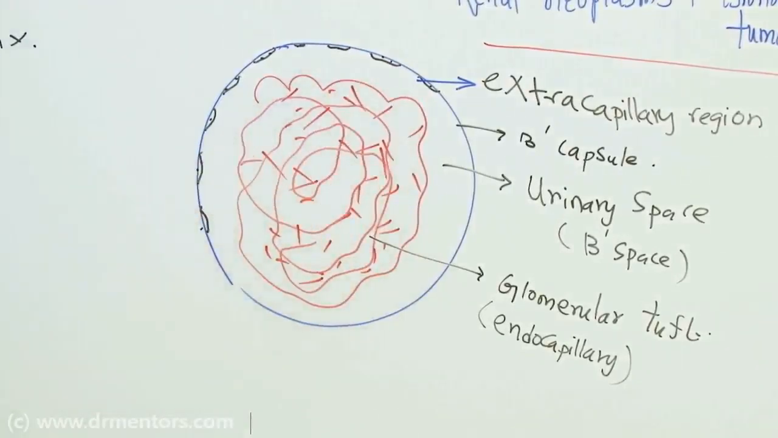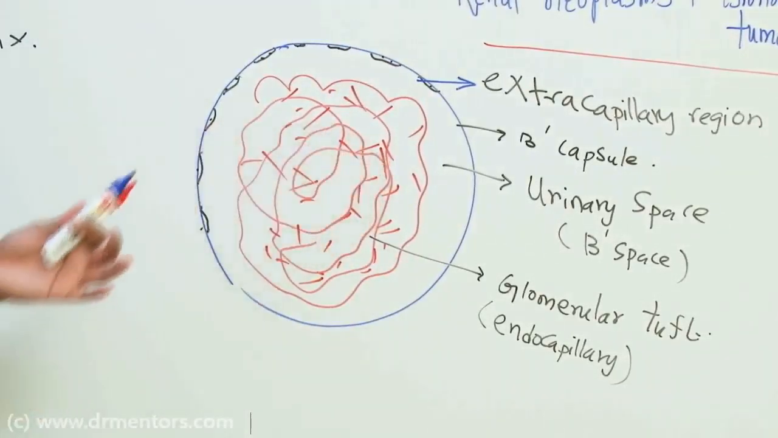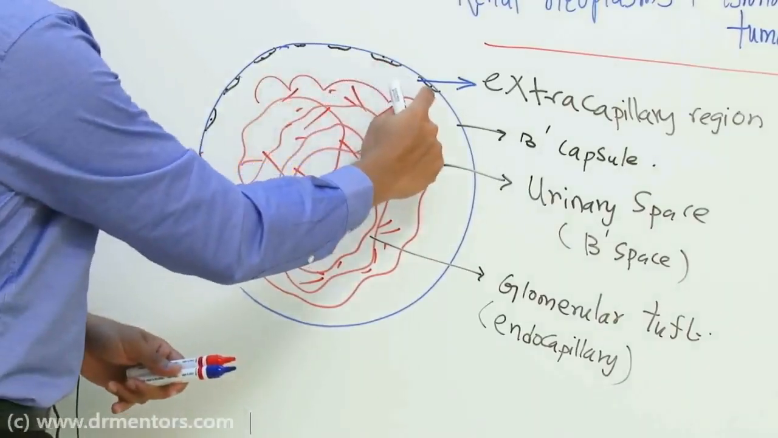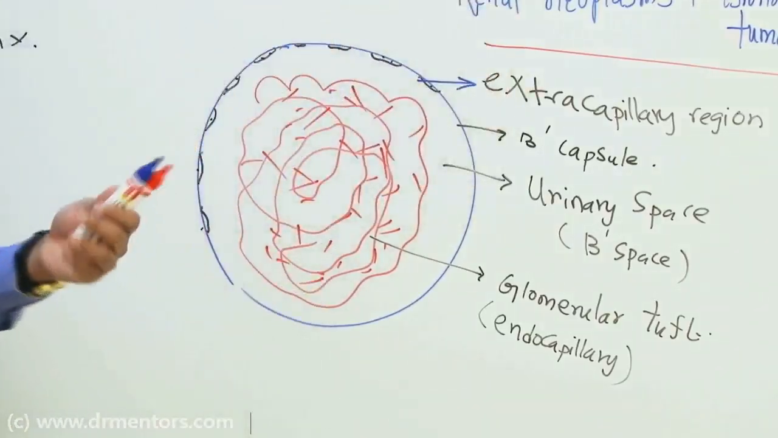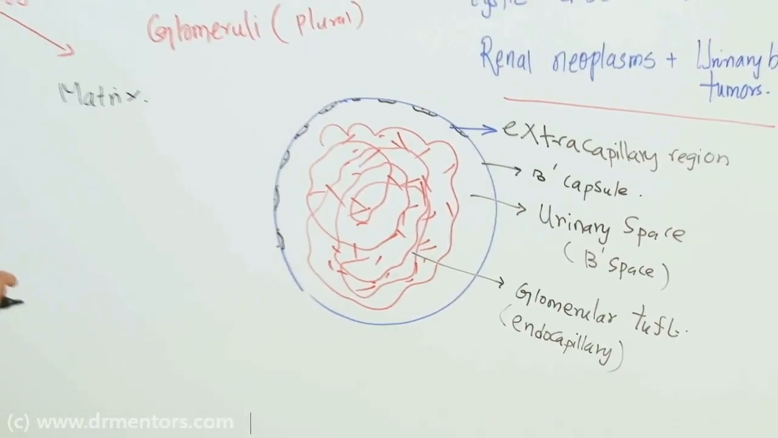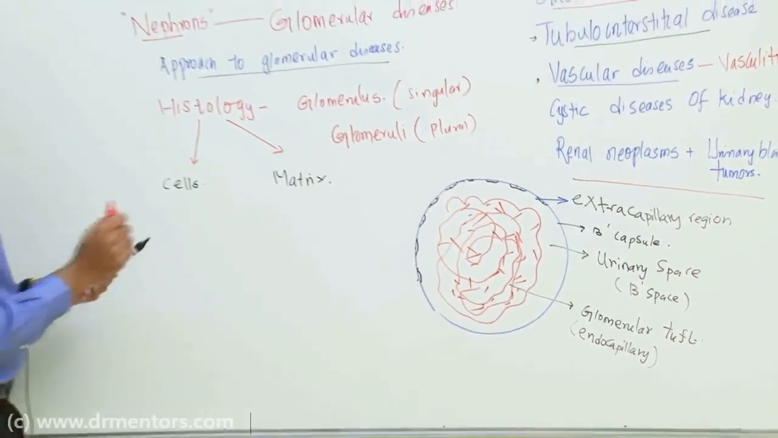Obviously, if I have cells in this place, I am going to call them endocapillary cells. If I have cells in this other place, I am going to call them extracapillary cells. So I think we have learned extracapillary and endocapillary. Once you have learned this basic idea, this is how the glomerulus looks. Now what are the normal cells?